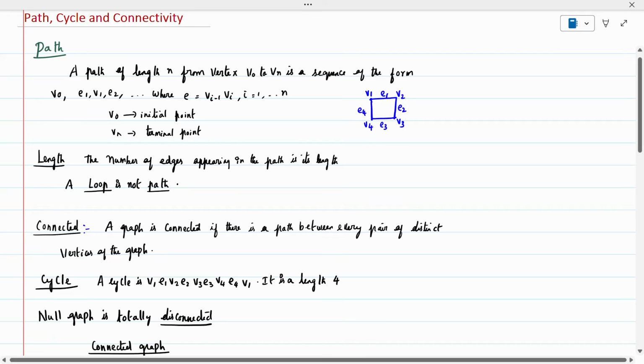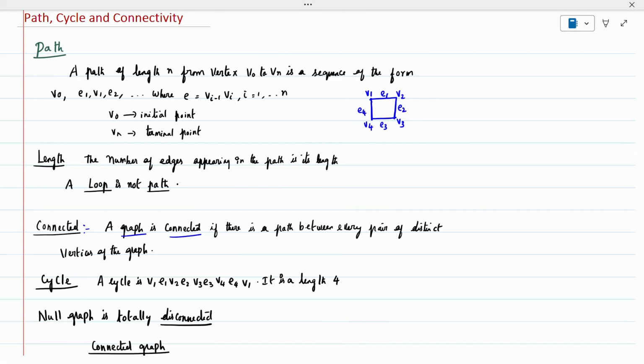Connected: a graph is connected if there is a path between every pair of distinct vertices of the graph. Cycle.